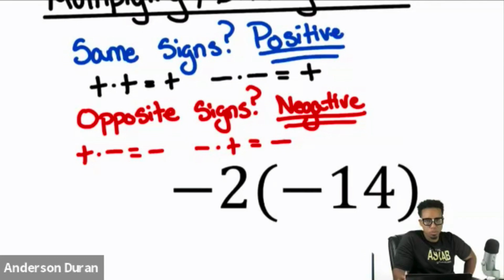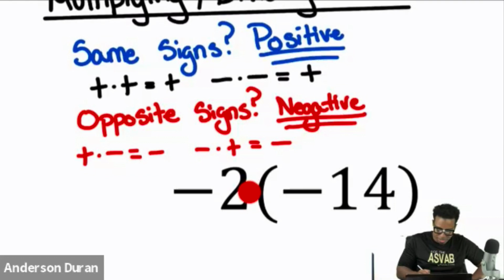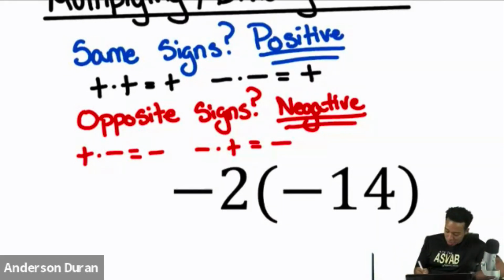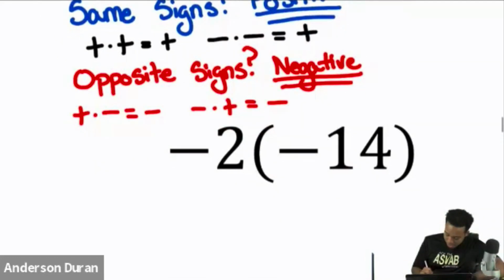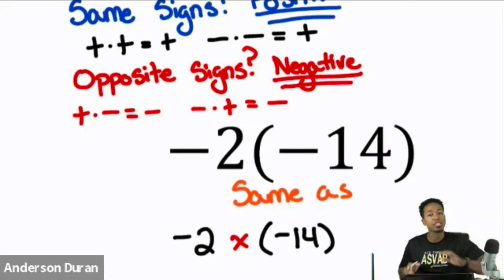Multiply, multiply, multiply. If you have a number in front of a parentheses, that is always multiplication. Always. It is simply -2 times -14. And so this is one of those things with math that we have to know these little nuances, these little nitty-gritty things. So if you have a -2 and -14, this is the same as -2 times -14. Same thing. They're the same exact thing.